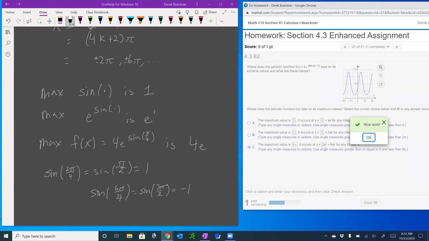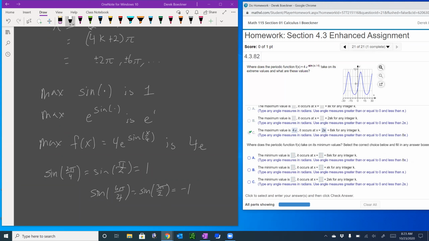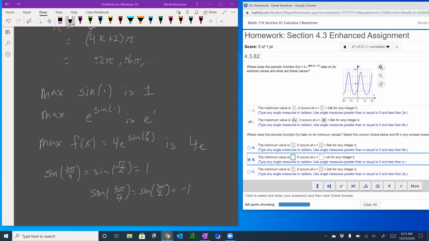And then that period, we found one maximum. The period is 8 pi, so that will give you the next one, and the next one, and the next one. The period's still the same. So we're still going to have the minimums occur every period. So I'm still going to go with the 8k pi being the difference between the periods.